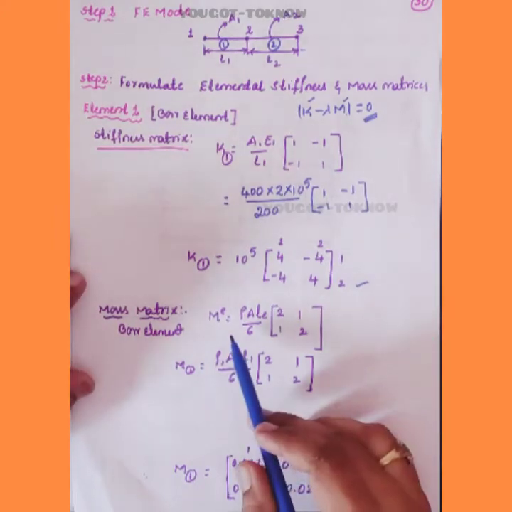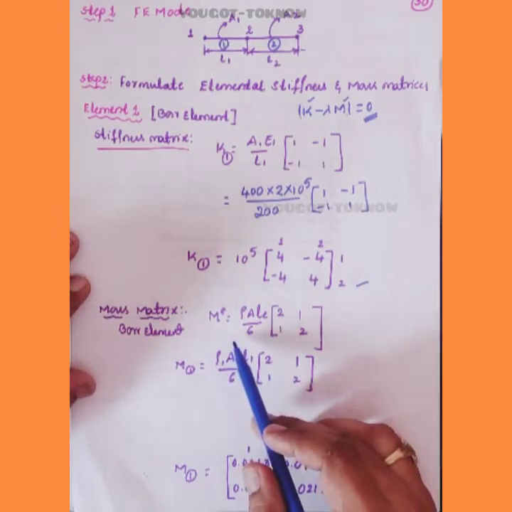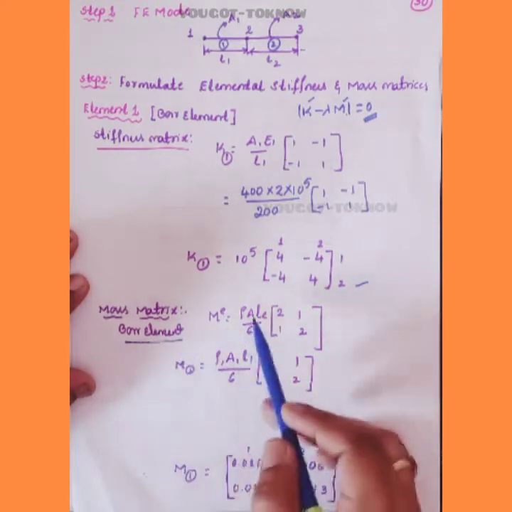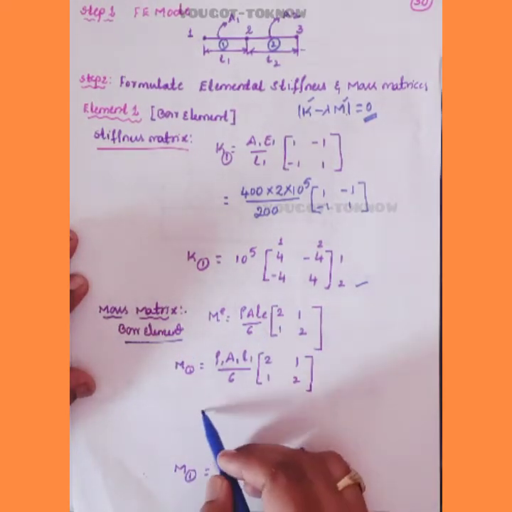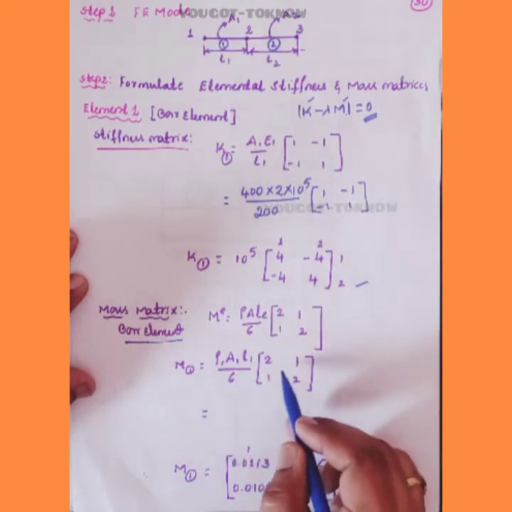A consistent mass matrix will give a more accurate result. Because of that, I am using the consistent mass matrix. What is the consistent mass matrix for a bar element? M_e equals rho A L_e by 6 times [2, 1; 1, 2]. Now I am calculating for the first element: rho 1, A1, L1 by 6 times [2, 1; 1, 2].